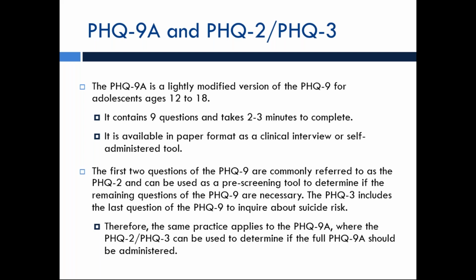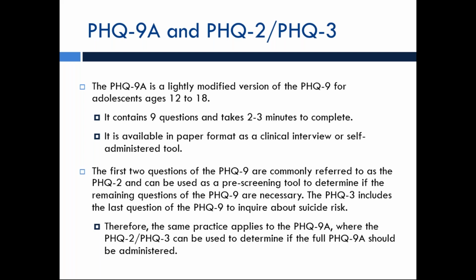So the first 2 questions of the PHQ-9 are called the PHQ-2. As I was saying before, it can be used as a pre-screening tool to figure out whether the full 9 should be asked. This saves a lot of time in busy practices by not asking questions that aren't necessarily relevant to someone that is not experiencing depression.